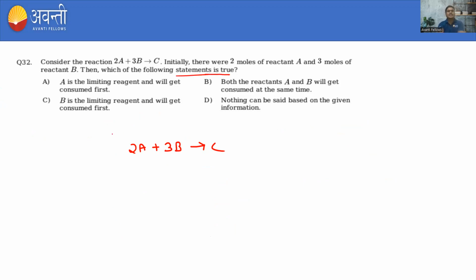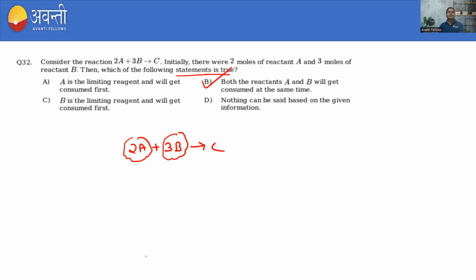A is the limiting reagent and will get consumed first. So it will say that basically 2 mole of reactant A and 3 mole of reactant B are there. Both having the same number of mole. That is, actually they require 2 moles of reactant A and 3 moles of reactant B, and in the given equation also the 2 mole of A and 3 mole of B is given. So both the reactant A and B will get consumed at the same time.